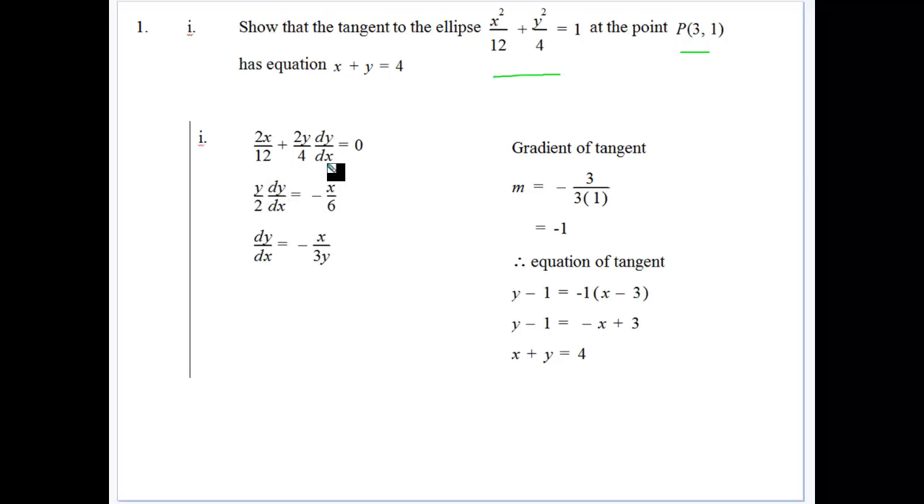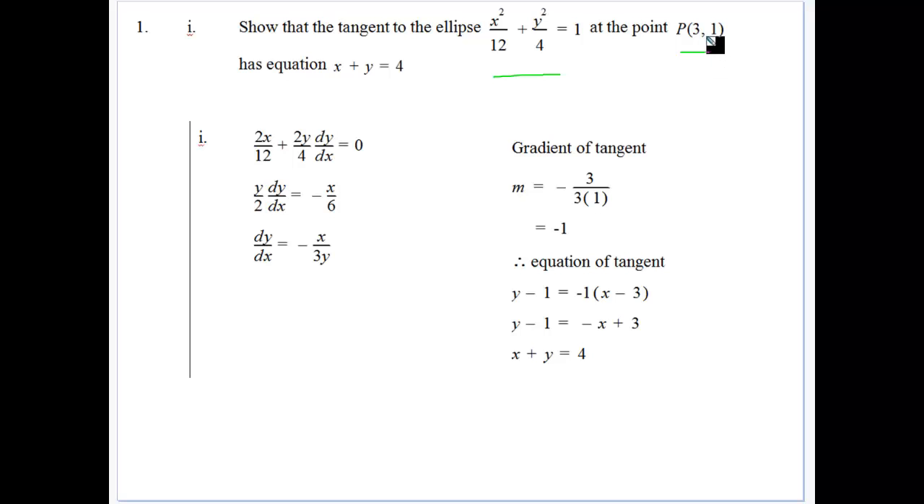We'll use implicit differentiation. So we derive the x squared, which gives us 2x on 12, and y squared would be 2y over the 4, and because we're differentiating with respect to x, we can have dy/dx there. So we start to cancel, and x becomes minus x on 6. Then when we go across and cancel, we've got the y on 2 because of some cancellation there, and then multiply both sides by 2 on y, and we get the derivative as minus x on 3y.